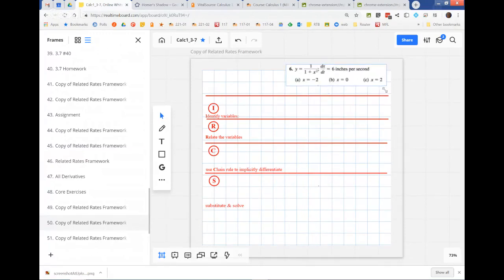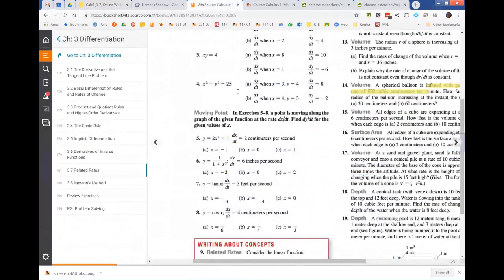So there's number 6. Okay, at least the problem from the book. And by the way, the general directions for number 6, let's just look at the book. It says, find dy/dt for the given values of x. So find dy/dt. That's the ultimate goal.